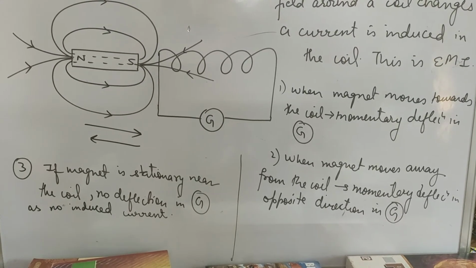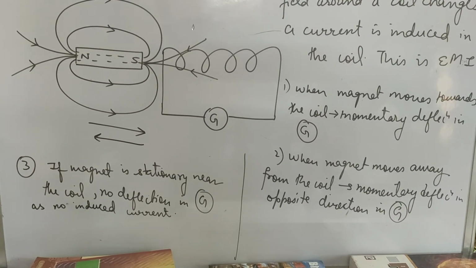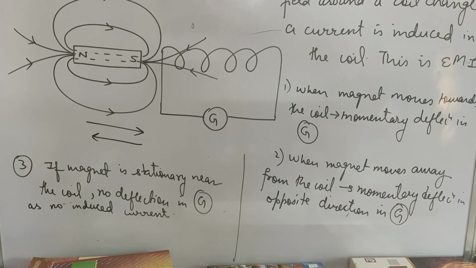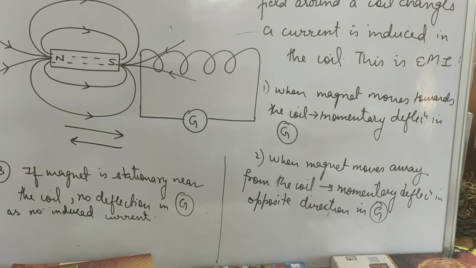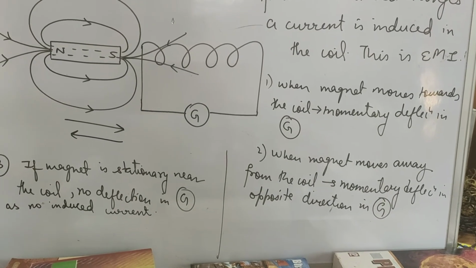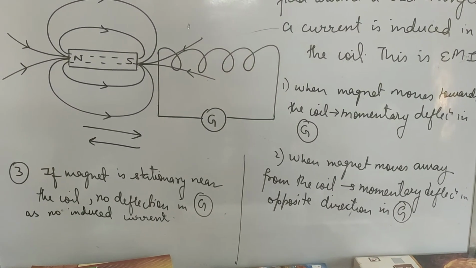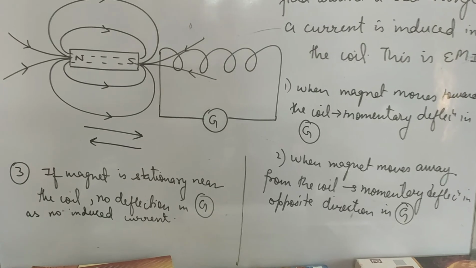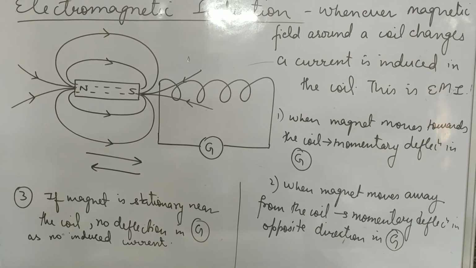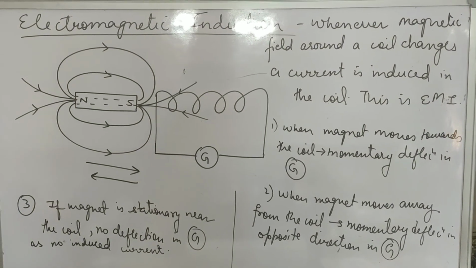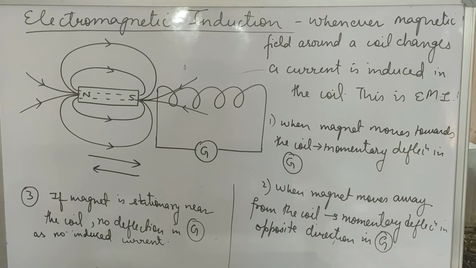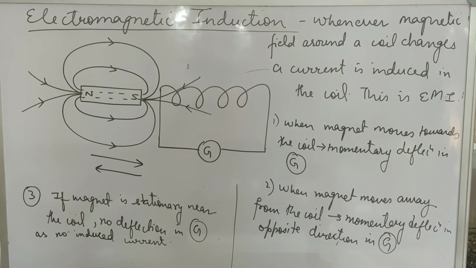Whereas when the magnet moves away from the coil, the field lines passing through the coil will reduce, and again there will be a force on the electrons within this coil, and there will be a deflection in the galvanometer, but this time in the opposite direction because the current is being induced in the opposite direction. Also, if the magnet is held stationary near the coil, no deflection will be there because there is no change in the magnetic field associated with the coil. Okay, so current will be induced whenever the magnetic field associated with the coil is changing. This is electromagnetic induction.